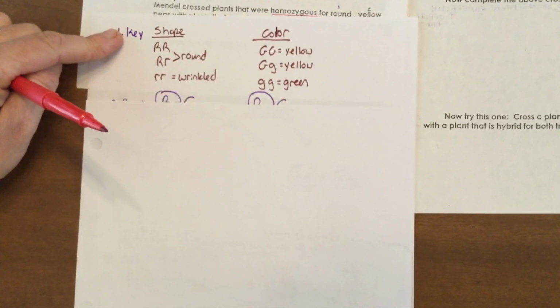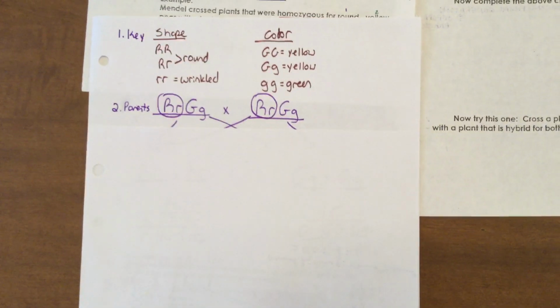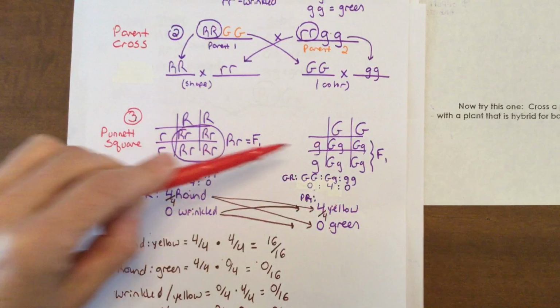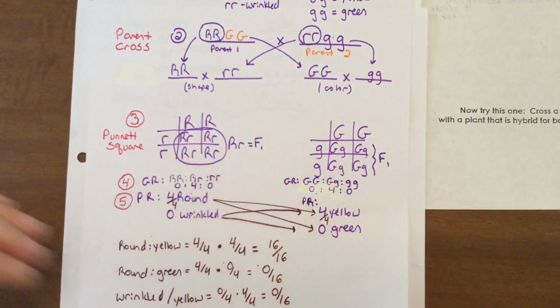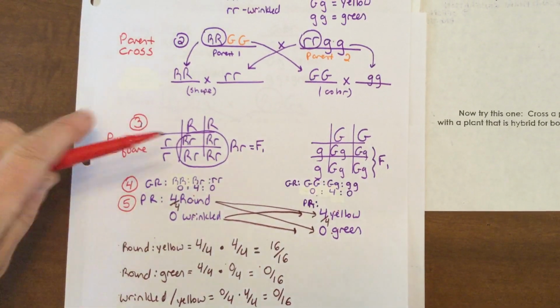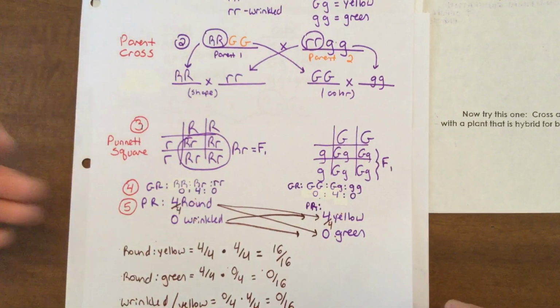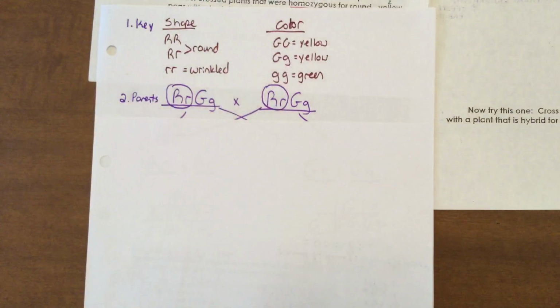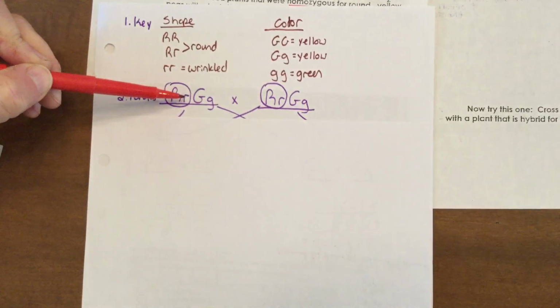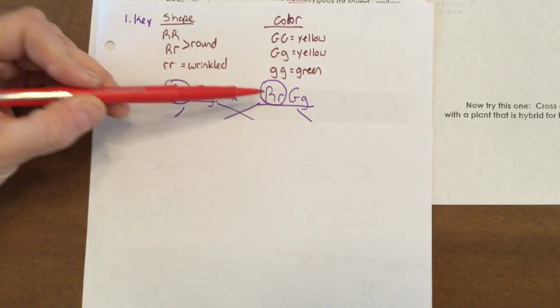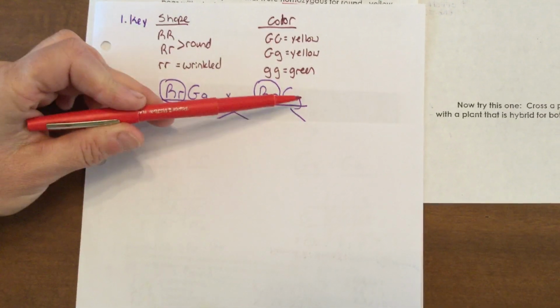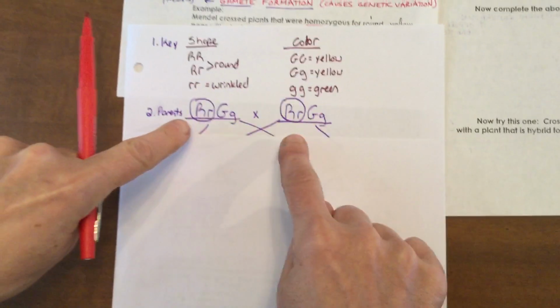However, when I now go to my parents, I said I am crossing 2 of my F1s. My F1s were all big R, little r, big G, little g. If they were a mixture and you didn't know which ones to pick, you're just picking any two and combining them together. Here, they're all the same. I only have one possible choice. I'm going to cross big R, little r, big G, little g. My second parent is going to be big R, little r, big G, little g. Same thing, keep your traits together.